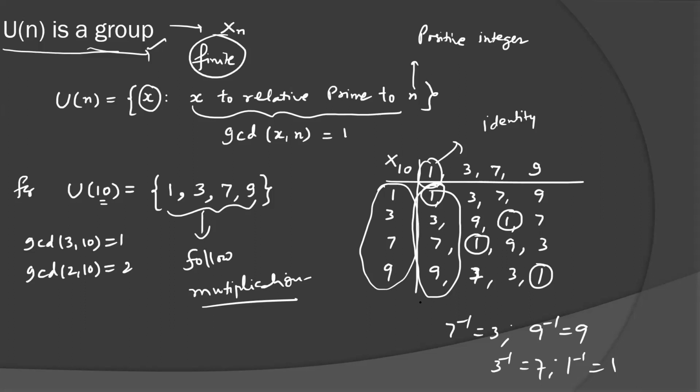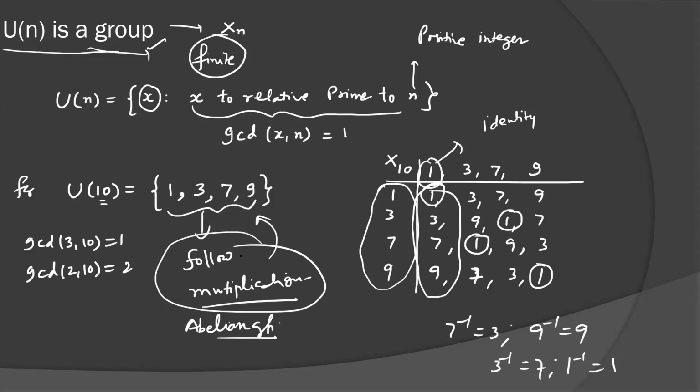So this is a special type of group. It's an abelian group also. You can verify it. You can take any two elements because the multiplication property is also commutative for the positive integers. So it's an abelian group actually.